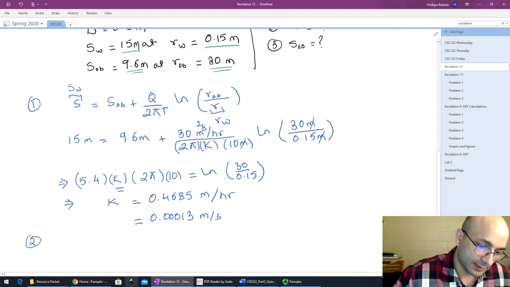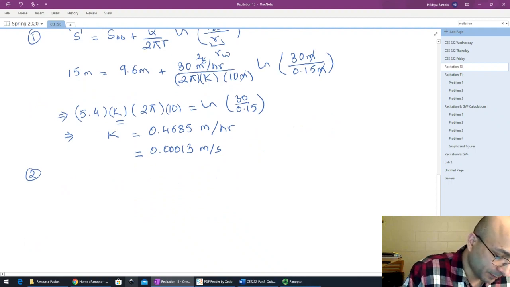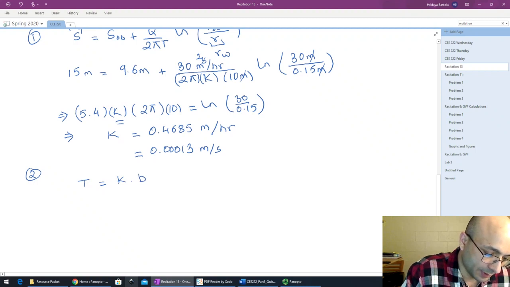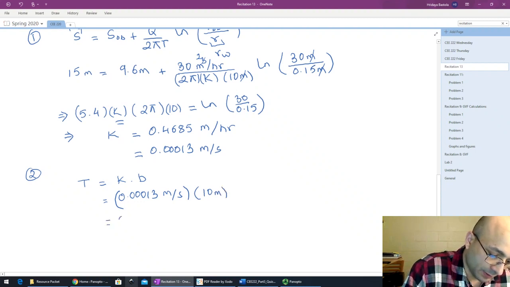Once you get hydraulic conductivity, then we can find the transmissivity. Transmissivity is K times B, the product of hydraulic conductivity and the aquifer thickness, 0.00013 meter per second times 10 meters. That is 0.0013 meters squared per second.